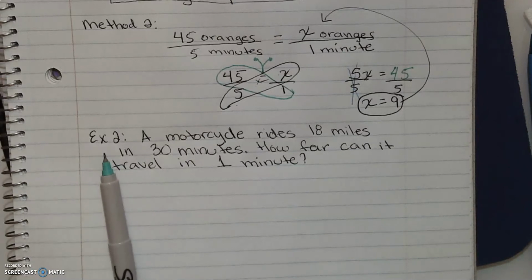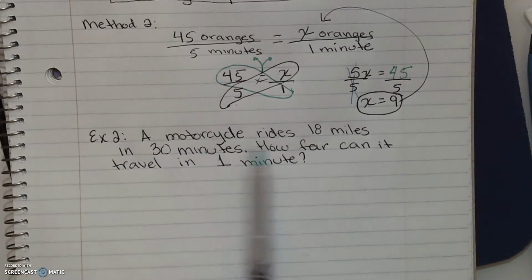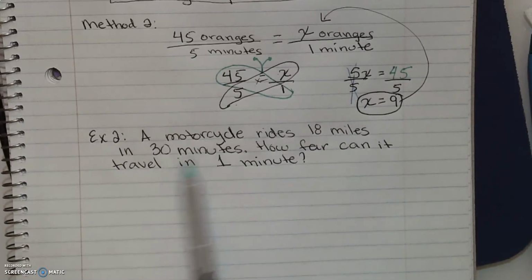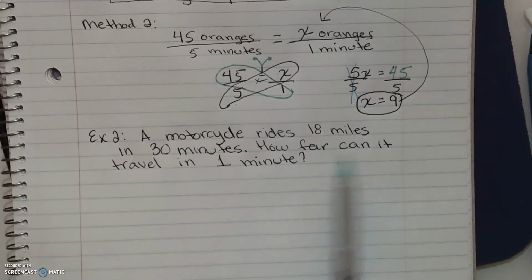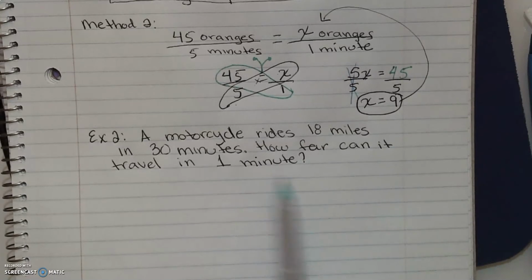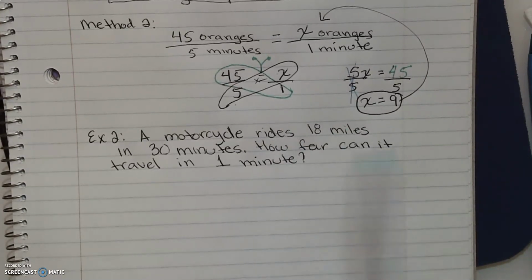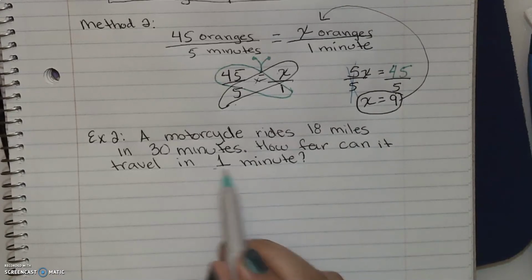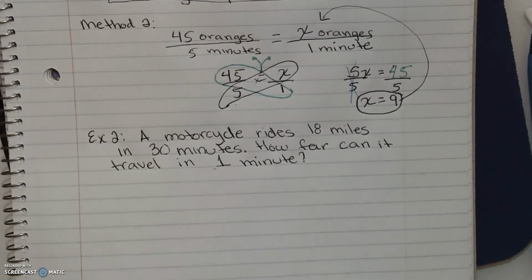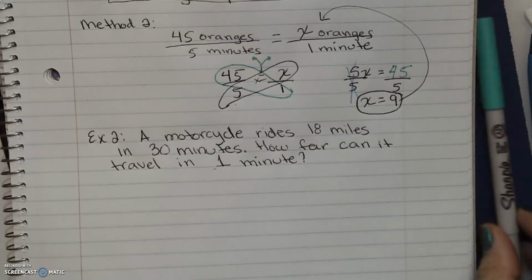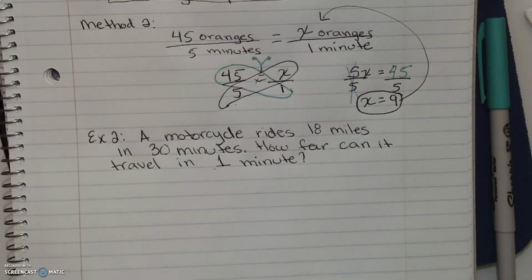Okay, so example number 2. A motorcycle rides 18 miles in 30 minutes. How far can it travel in 1 minute? So every time you need to turn it into a unit rate again, you have to have that 1. Okay, so let's go ahead and find out what we have so far.